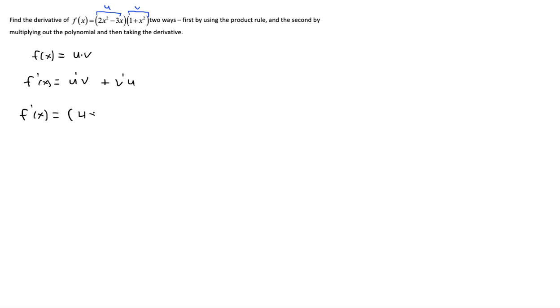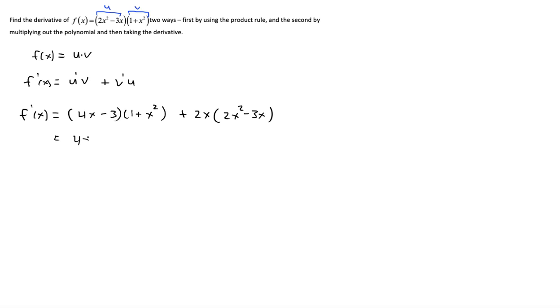4x minus 3. So 4x minus 3 times v, so times 1 plus x squared, plus now v prime. The derivative of the v function here is just going to be 2x times u, which is 2x squared minus 3x. And actually that's it. Well, we'd have to simplify and combine like terms, but we have u prime times v plus v prime times u. Let's go ahead and just distribute everything and then combine like terms. So we've got to FOIL this one.